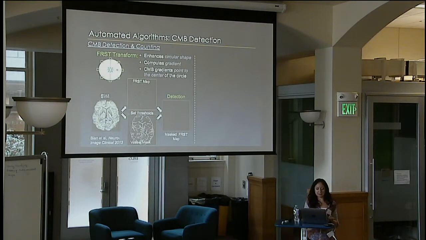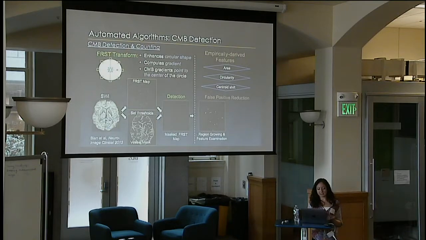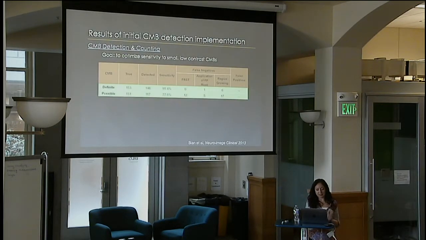image processing methods, which have an initial detection step and then use the empirically derived features that we know are inherent to microbleeds to reduce false positives to get your final mask. The goal was to optimize on sensitivity here because it's easier to remove microbleeds that are not real than to go and try to search for new ones that you miss.